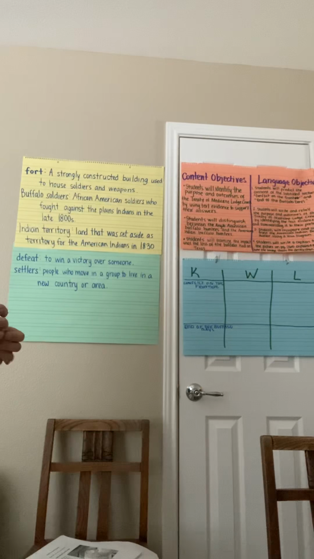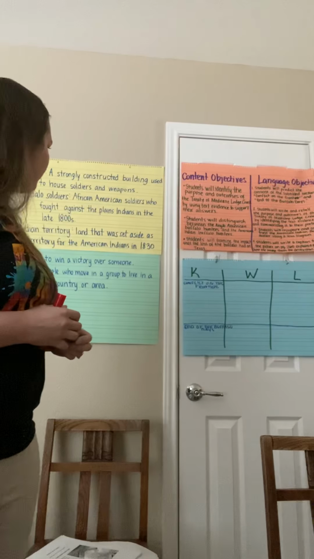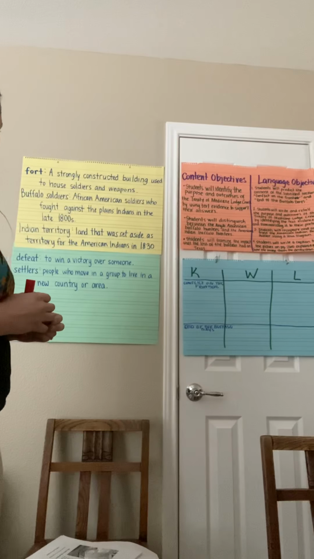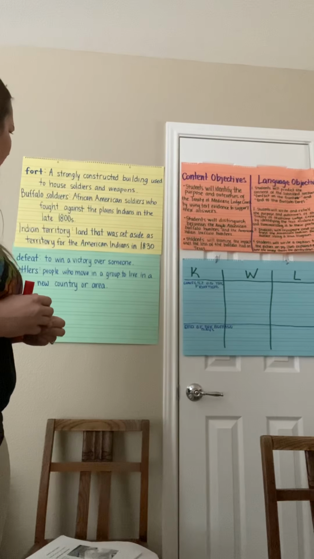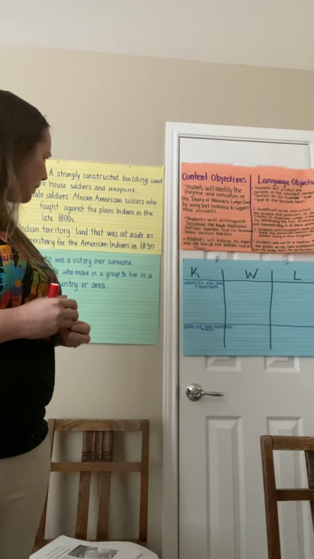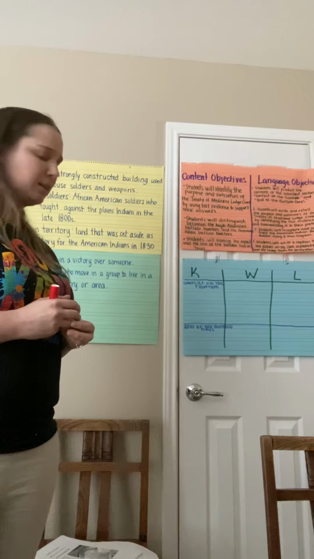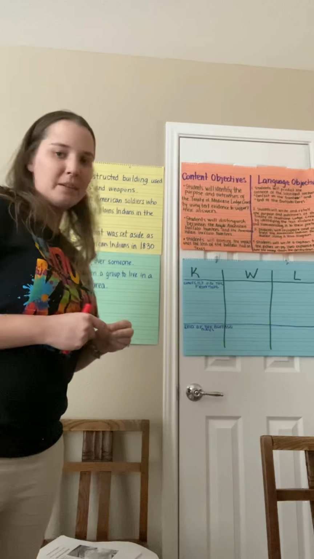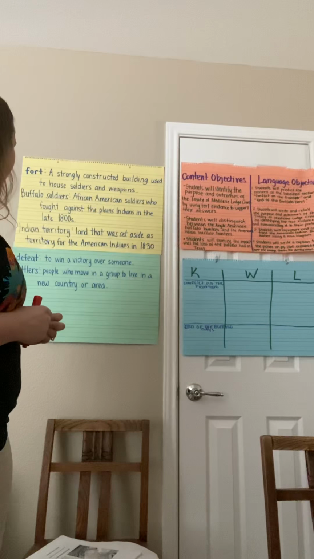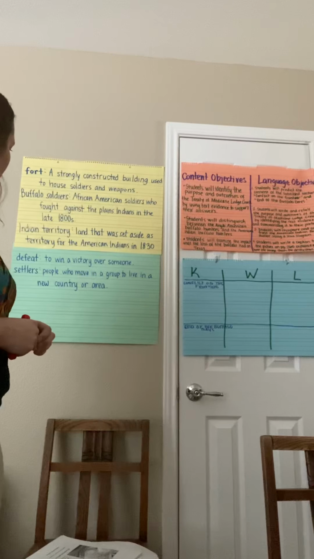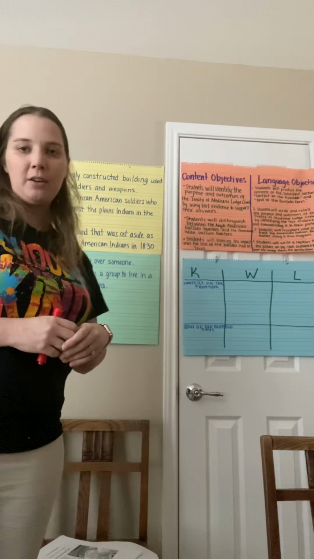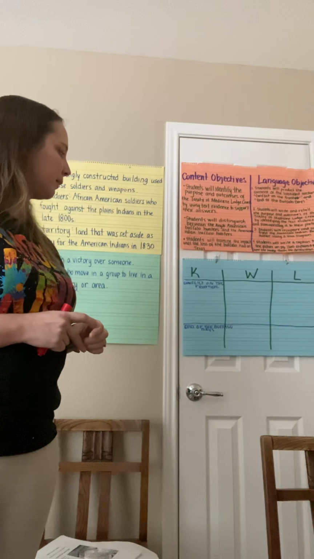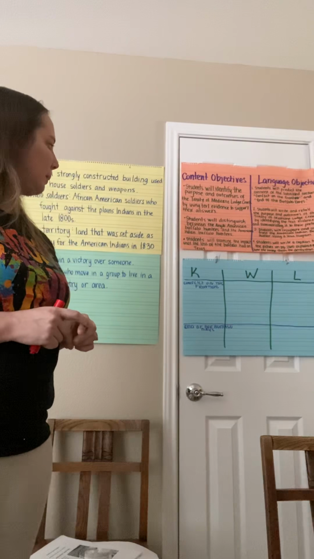Buffalo soldiers are African American soldiers who fought against the Plains Indians in the 1800s. Indian Territory is land that was set aside as territory for the American Indians in 1830. The word defeat means to win a victory over somebody. And the word settlers means people who move in a group to live in a new country or area. So we had lots of settlers to Texas, and so that's part of what we're going to talk about here.